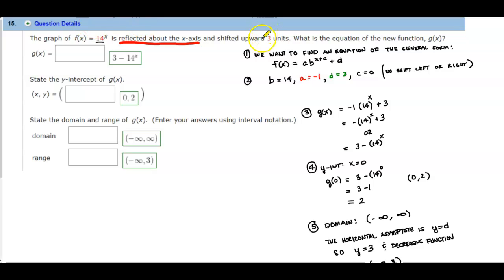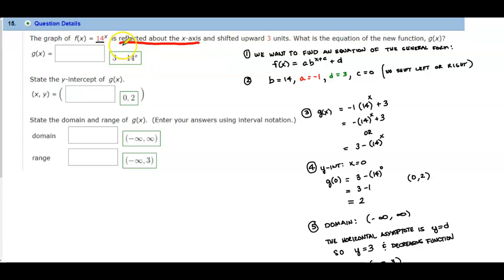So what we want to do is find an equation of the general form f(x) = a · b^(x+c) + d. One of the first things we need to take a look at on that graph is, what is the base of that function? Well, the base is equal to 14.